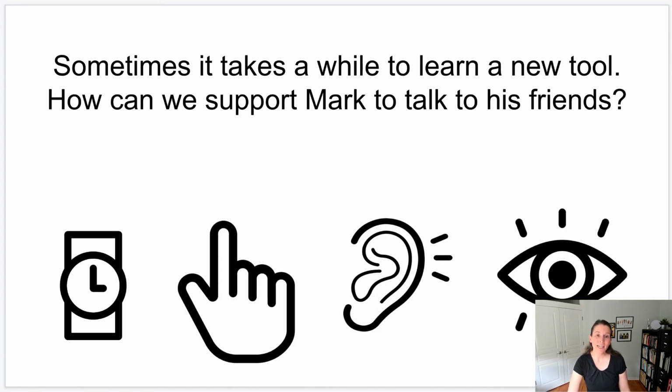And then I tell them about how we need to be really patient. So I say, sometimes it takes a while to learn a new tool. How can we support Mark to talk to his friends? And from there, we start talking about some of the research-based communication tools that are tricky for our young students to understand. But I help them to understand that we need to give time, we need to wait, and we can practice what it is like to wait. And then we talk about modeling, showing on our own system so that Mark can follow along if he's having trouble with those words.